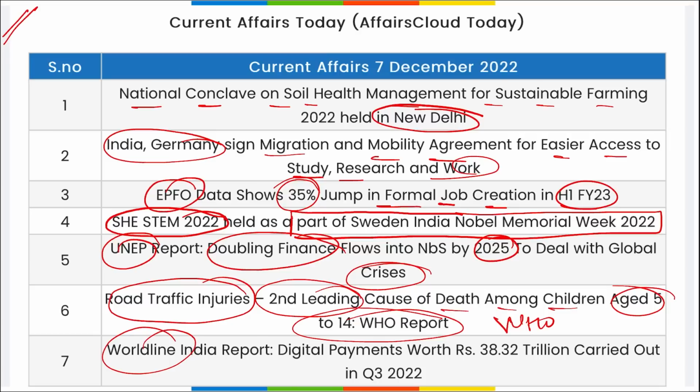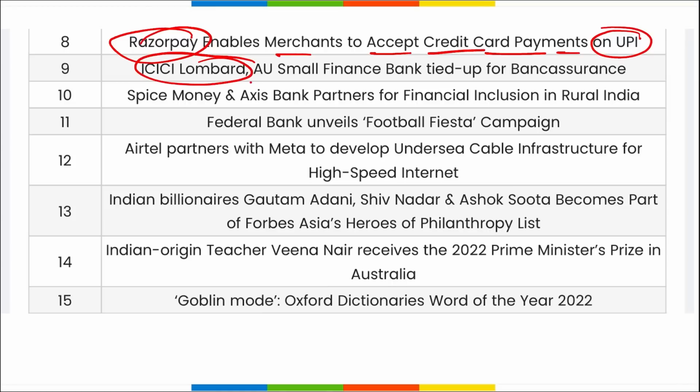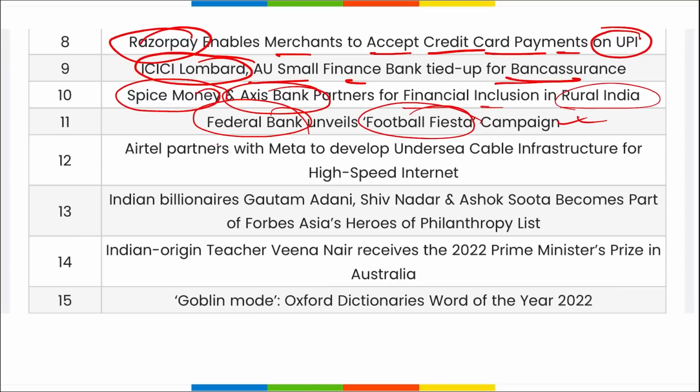Then Worldline India reported that digital payments worth 38.32 trillion rupees were carried out in the third quarter of 2022 alone. RazorPay has enabled merchants to accept credit card payments on UPI. ICICI Lombard AU Small Finance Bank has tied up for Bancassurance. Spice Money and Axis Bank have partnered for financial inclusion in rural areas. Federal Bank has unveiled Football Fiesta campaign. Airtel has partnered with Meta to develop undersea cable infrastructure for high-speed internet.